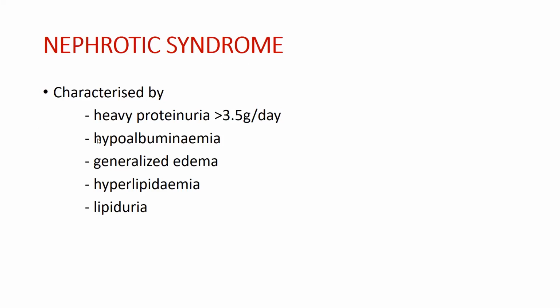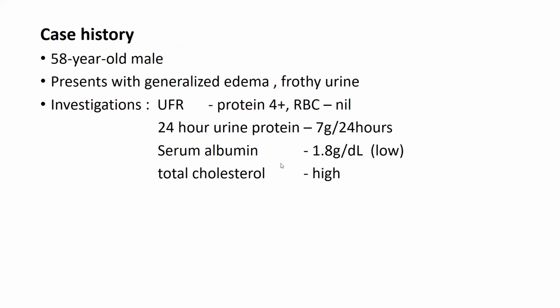And along with that, a person should have low albumin and generalized edema, and these are the three main criteria to call it nephrotic syndrome. Apart from that, a person can have hyperlipidemia and lipiduria as well. I'll go one by one to explain how these occur.